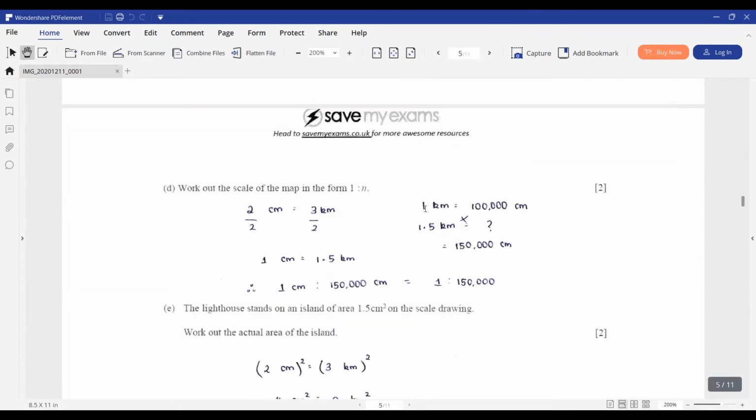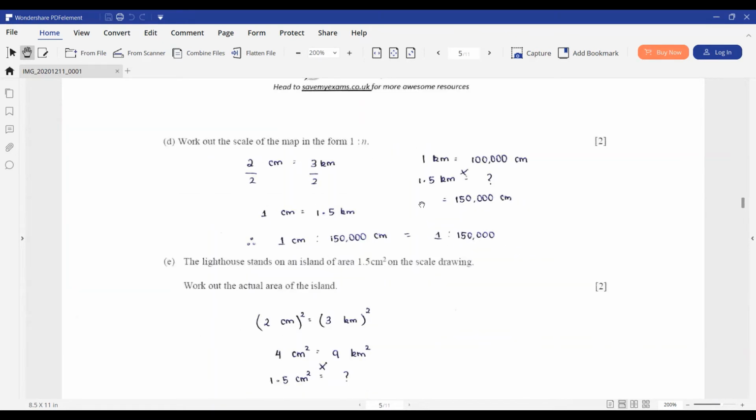Part D. Work out the scale of the map in the form 1 to n. 1 to n basically means, number 1, put them in the same unit. Number 2, the first thing in the ratio should be 1. So to do that, we first write down our actual scale. 2 centimeters is 3 kilometers. We need to make the first part, the centimeters, into 1. How do we do that? Divide both sides by 2. So dividing both sides by 2 means 1 centimeter is 1.5 kilometers.